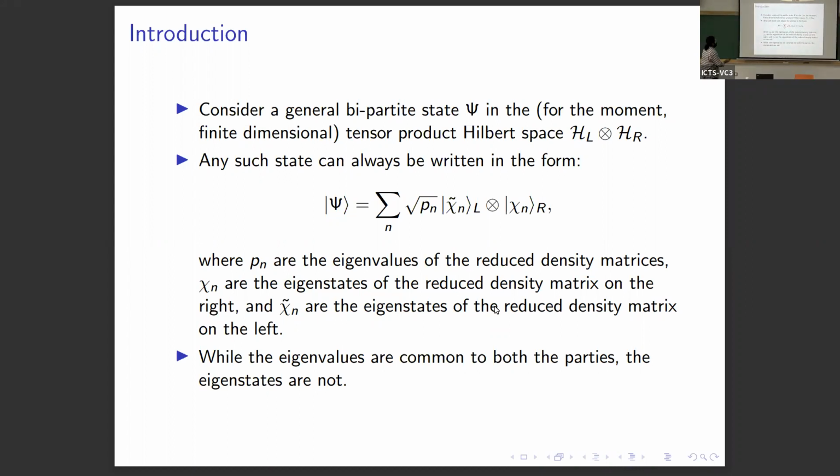The way to think about these numbers p sub n is that if you construct the reduced density matrix of the state psi on, let's say, either the left factor or the right factor, then these p sub n's will turn out to be the eigenvalues of those density matrices. Of course, they are the same for both the left and right factors. The chi's and the chi-tildes are a choice of eigenstates for these density matrices. They're not obviously the same. So this is what I just said here.